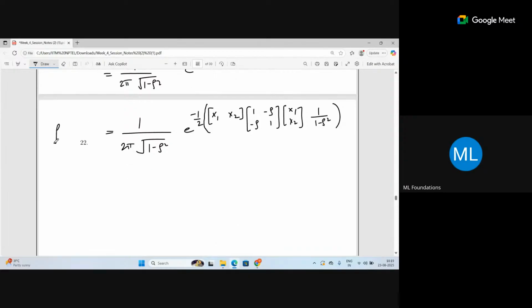So this is what your density will look like, right? This one thing is fine. You can actually solve this matrix out, and what you will get if I solve this matrix is, I think, 1 upon 2 pi, 1 upon 1 minus rho square.